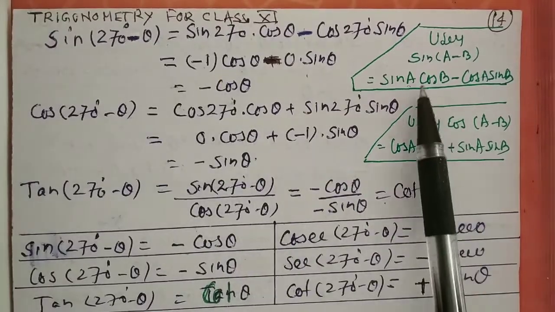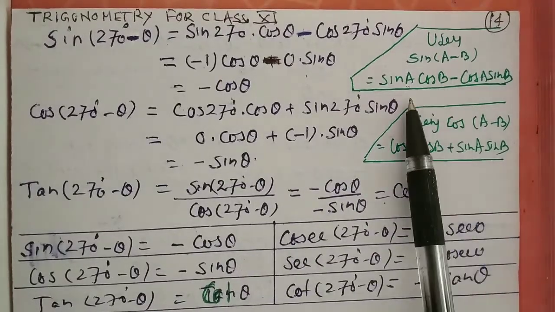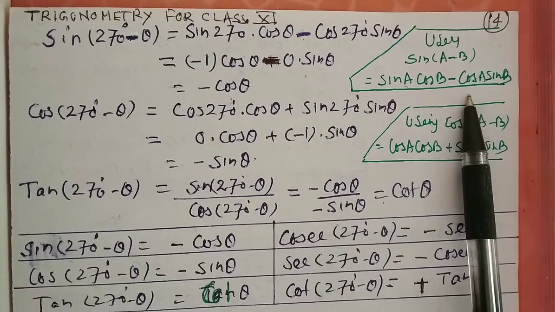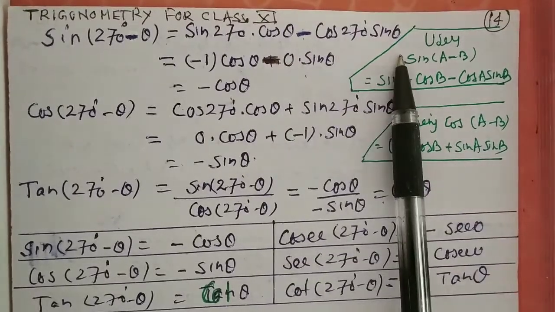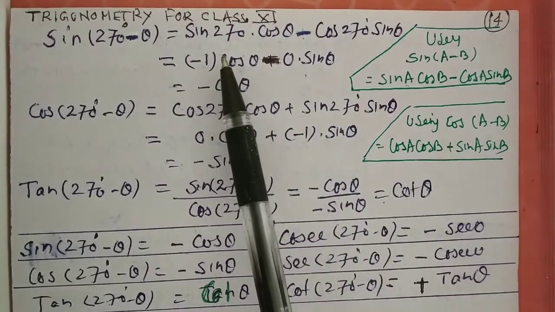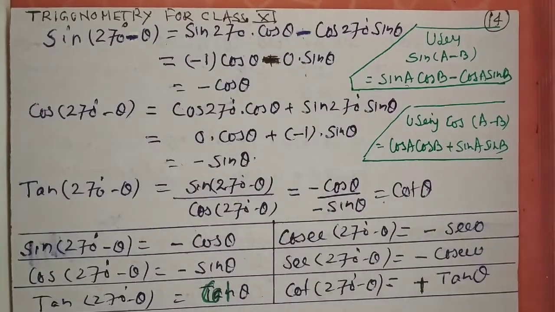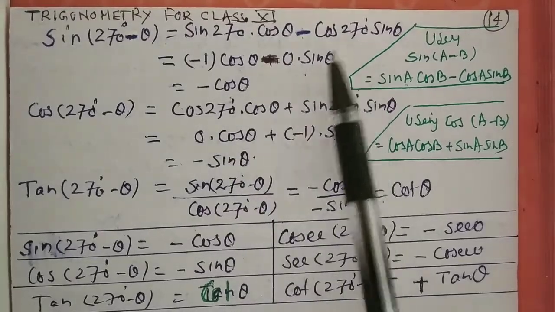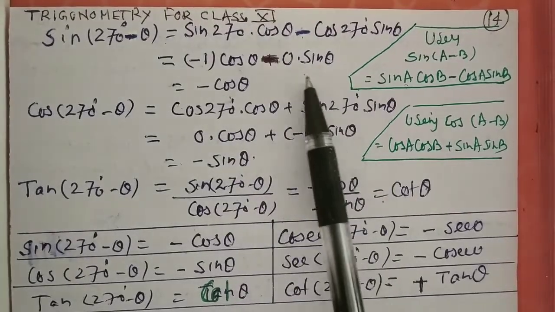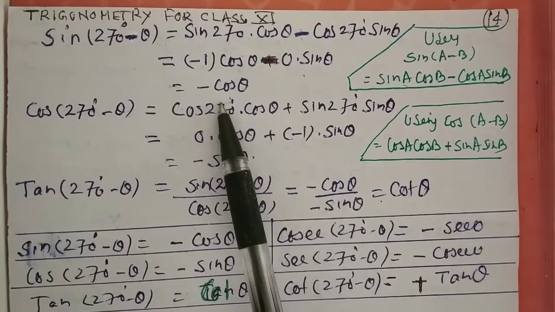Sine 270 minus theta. Follow this rule: sine(A minus B) equals sine A into cos B minus cos A into sine B. So sine 270 cos theta minus cos 270 sine theta. You know the values taught earlier already: sine 270 is minus 1 into cos theta, minus cos 270, which is 0, into sine theta. So the last part is 0, so this is minus cos theta.